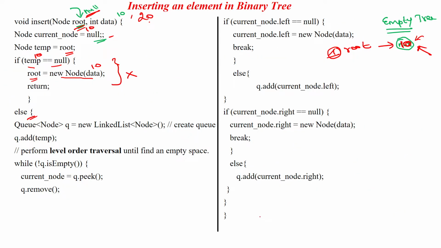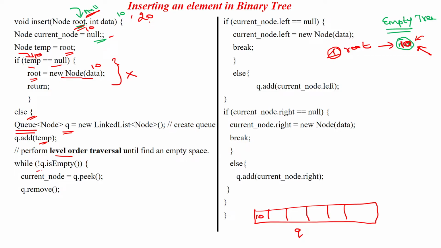So now we create one queue data structure, and the root is added into the queue. The queue is created with the name small q. Now we add the temporary data. What is the temporary data here? It is 10, so 10 is the node that is added into the queue. Now we perform the level order traversal.